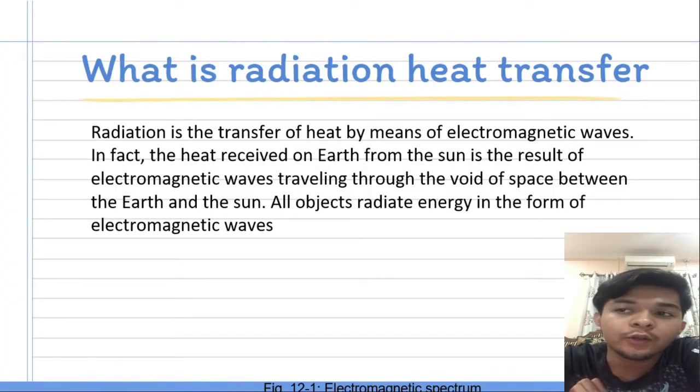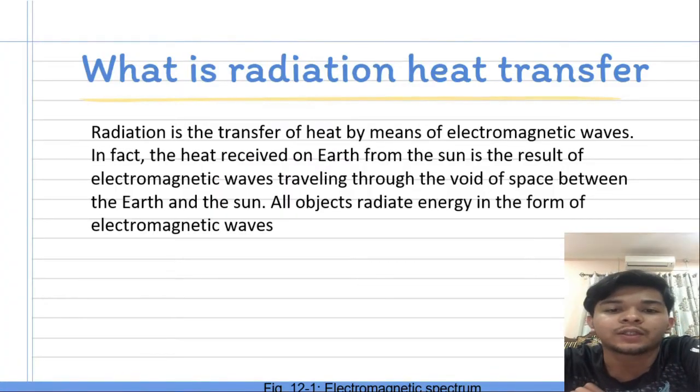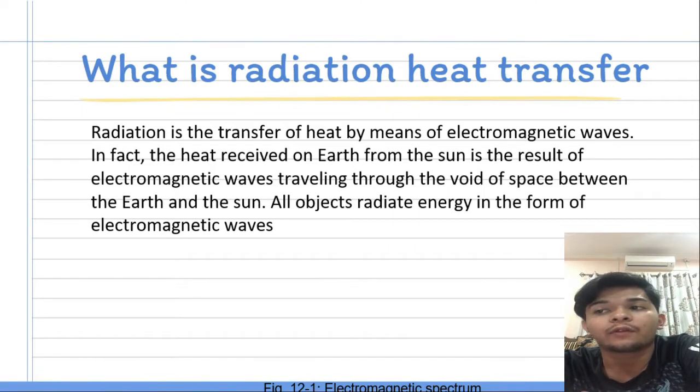Lastly, I will tell you about radiation heat transfer. What is radiation heat transfer? Radiation is the transfer of heat by means of electromagnetic waves. In fact, the heat received on Earth from the Sun is the result of electromagnetic waves traveling through the void of space between the Sun and the Earth.